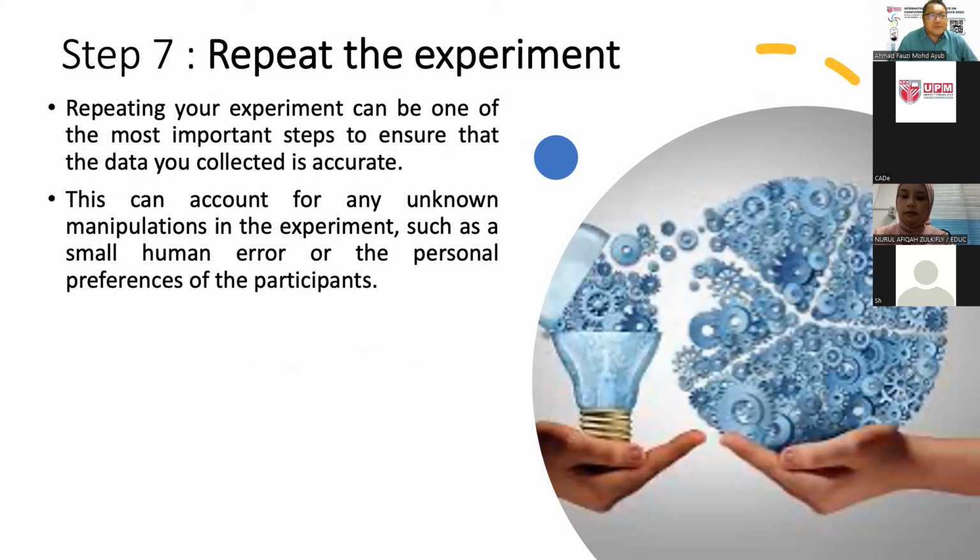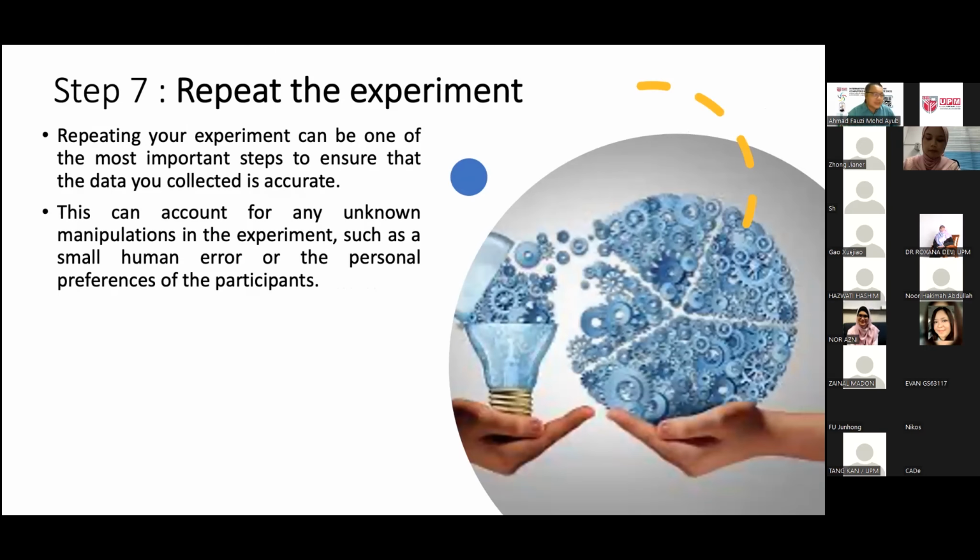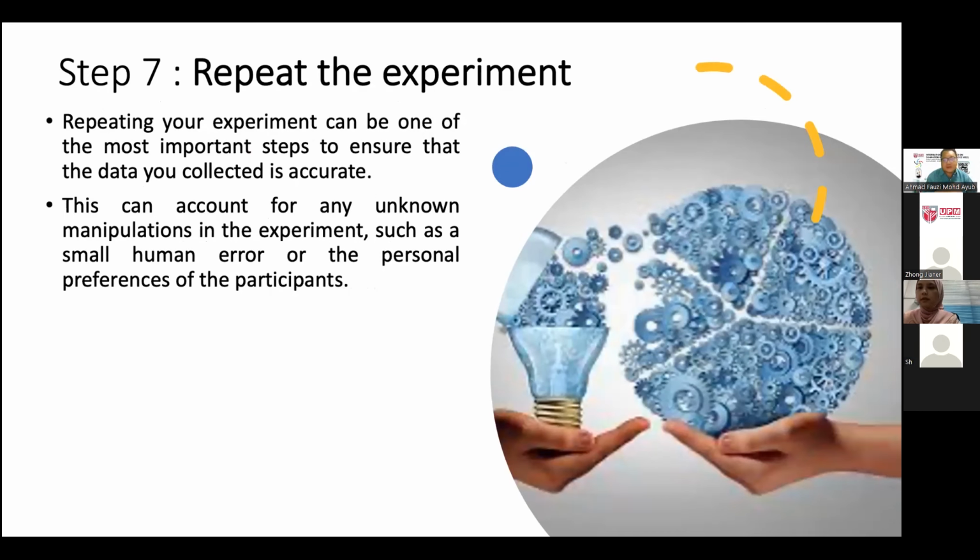Repeating your experiment can be one of the most important steps to ensure that the data you collect is accurate. So you repeat the experiment after you have finished conducting an experiment and done the analysis, and you find that maybe there is some result that didn't favor you. Maybe you need to conduct the same experiment at a different school to see whether it will produce a similar result or not. But normally students only want to do only one experiment.